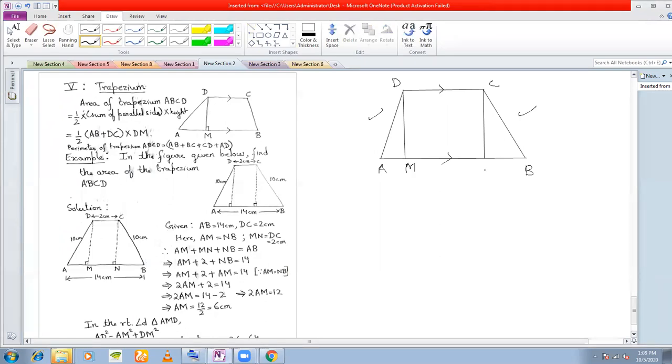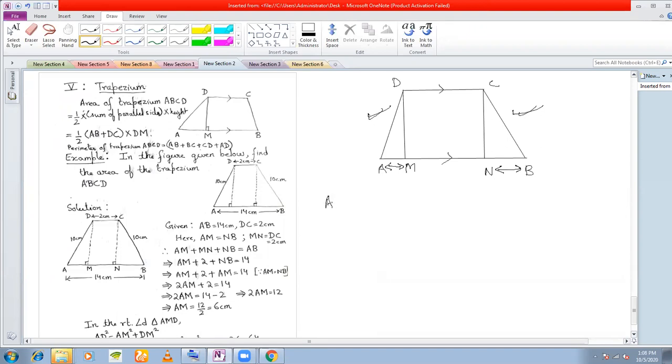Say if I call these points M and N, then this length AM must be equal to NB for an isosceles trapezium. But for a general trapezium, in which these two lengths are not equal, AM will not be equal to BN. And that is exactly what I have done in the example after this.